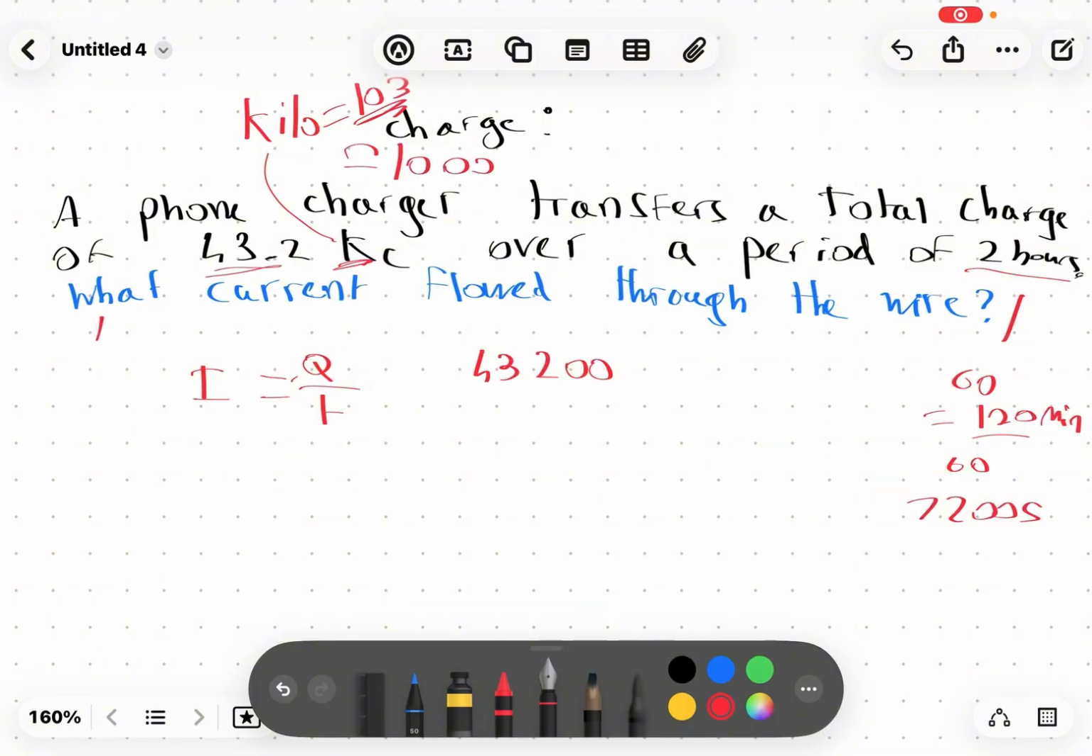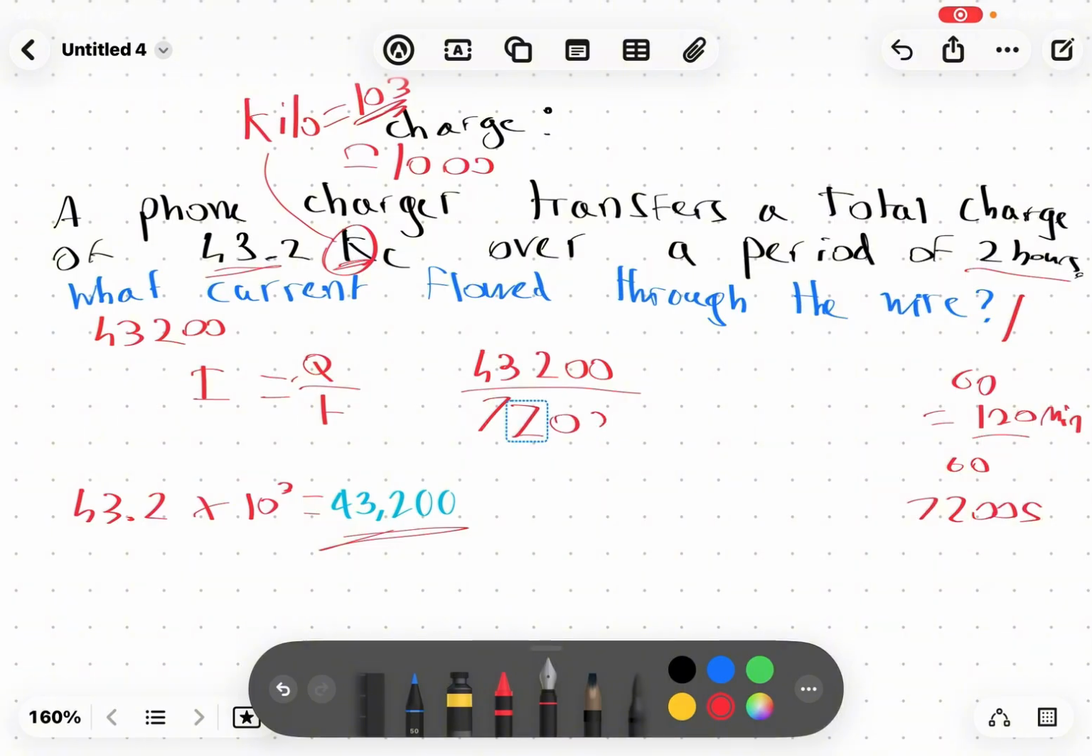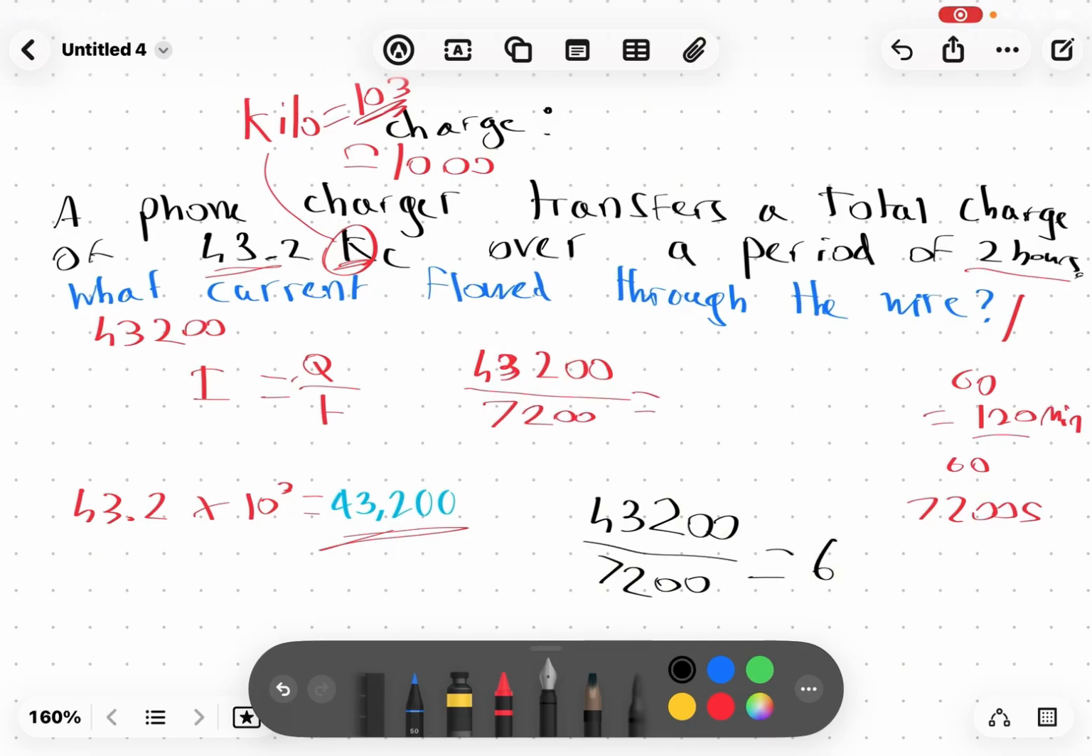So this is 43,200 because basically what happens is because of the kilo we times this by 10 to the power of 3, which equals 2. So we get this. Then we divide it by the time. The answer is 6 and the unit is ampere, so this will be the answer.